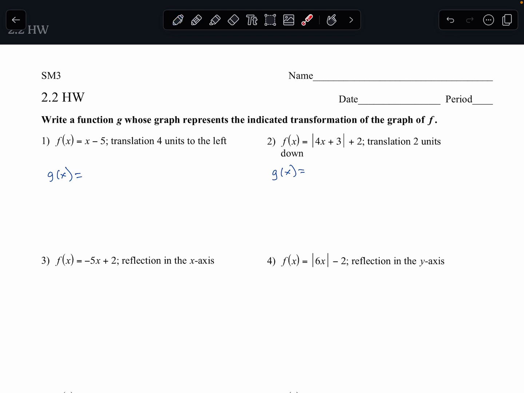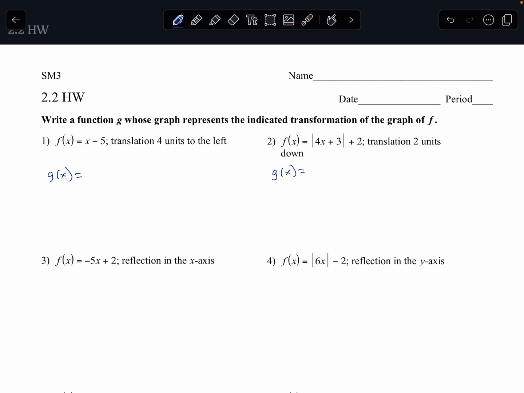So we're starting with this function right here. Here's what we're going to do to transform it. So we need to apply this to this right here. This one is x minus 5. It's a linear function that is down 5 units from its parent function. And then we are going to translate it 4 units to the left.